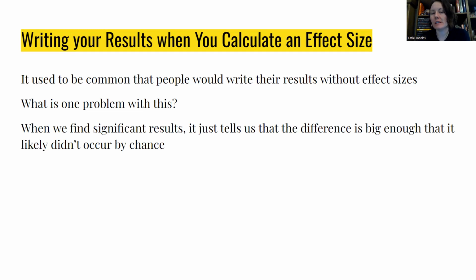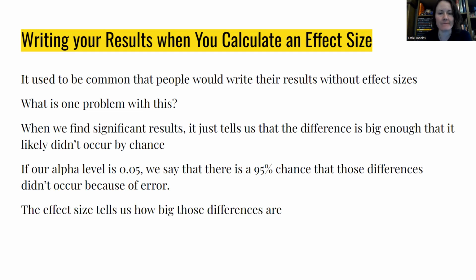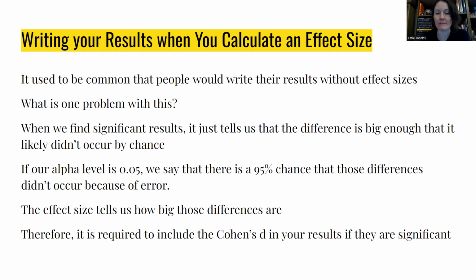When we find significant results, again, it just tells us that the difference is big enough that it likely didn't occur due to chance or error. Okay. So if our alpha level is 0.05, we say there's a 95% chance that those differences didn't occur because of error. This is slightly wrong, but it's enough for where you all are right now. However, effect size tells us how big those differences are, and that's why it's really meaningful. So now it's required to include Cohen's d in your results if they are significant. That is for everywhere. And if not Cohen's d, either confidence intervals, which I'm not going to have you do, or some other type of effect size, but you have to report effect size now.